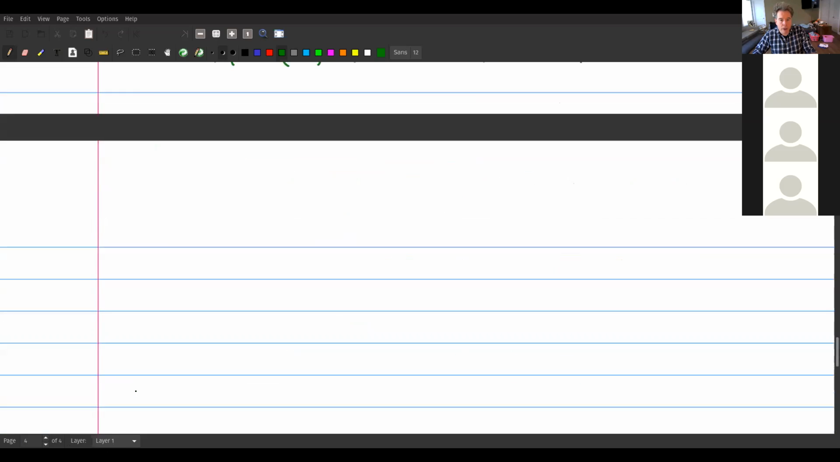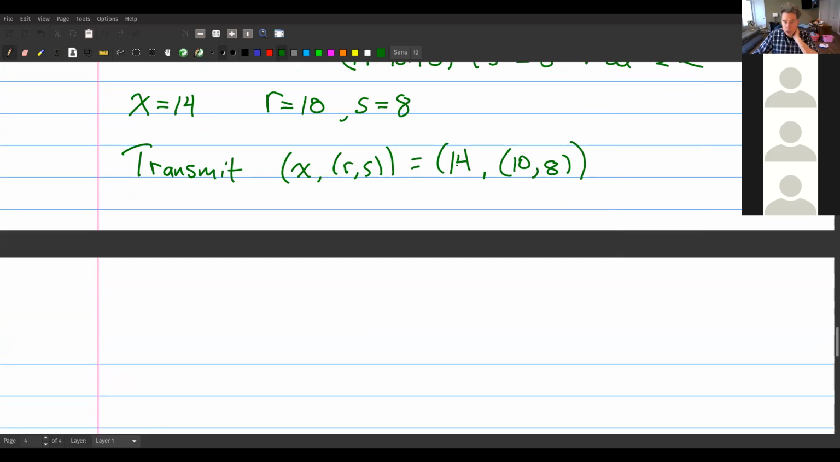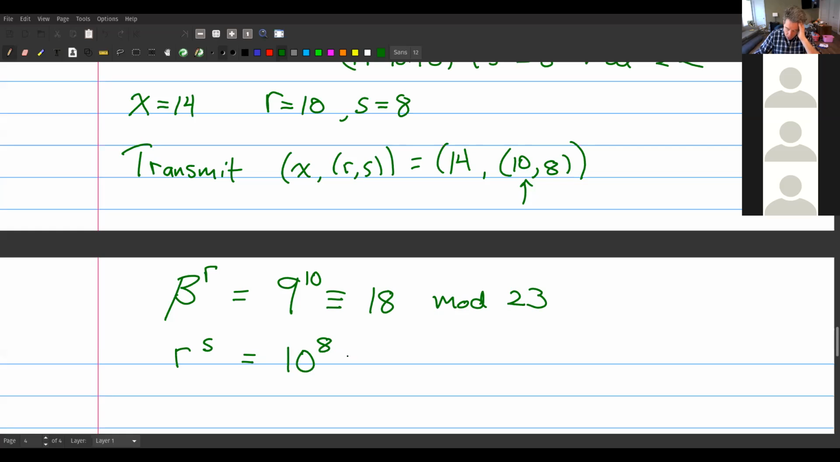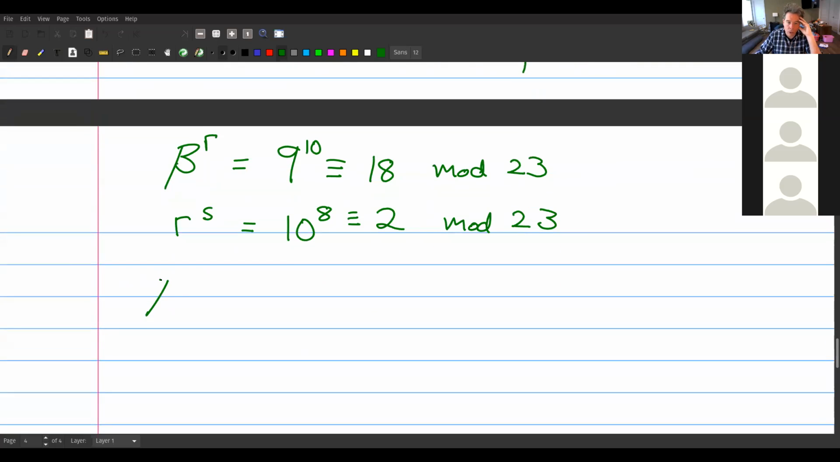So now let's do the verification step. We need to compute beta to the r and r to the s. Beta to the r is 9 to the 10th, because beta is 9 and r is 10, and this is congruent to 18 mod 23. And we compute r to the s, which is 10 to the 8, which is congruent to 2 mod 23. And now we multiply these things together. So beta to the r times r to the s is congruent to 18 times 2, which is congruent to 13 mod 23.